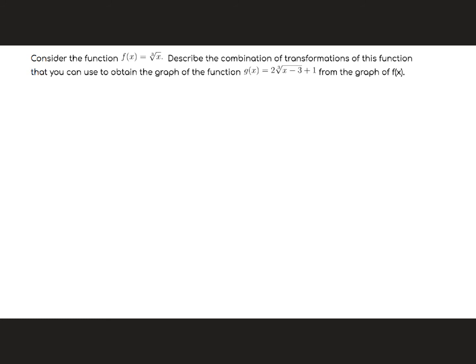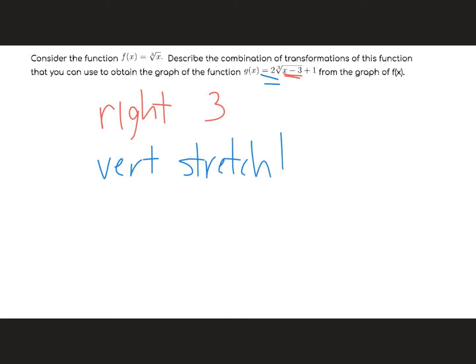Consider the function the cube root of x. Describe the transformations. Alrighty. We've got a -3 there, so that means we're going right 3. Why is it right? Because what makes x - 3 zero? That would be 3. That's a positive number, so we move right 3. We're going to have a vertical stretch by a factor of 2, and then we're going to go up 1. And that is the pattern I would use to graph it also.